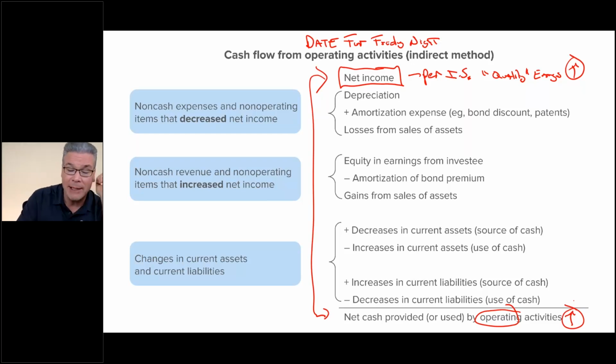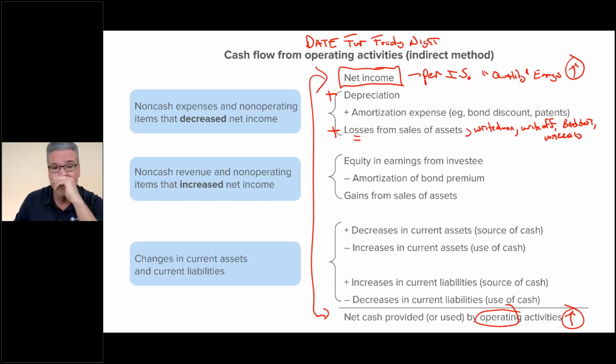All right, so we take our net income, we add back our depreciation, we add back our amortization, we add back our losses. Sometimes we'll call it a write-down of an asset. That's a loss, or a write-off, or it's a bad debt, or it's a warranty. We accrued for an expense, but no cash went out the door. We're going to subtract equity earnings in excess of the actual cash received, the amortization of a bond premium, because that's a gain, and any other non-operating gains.